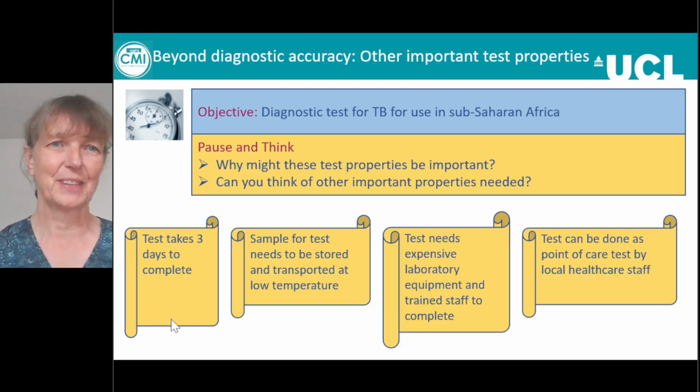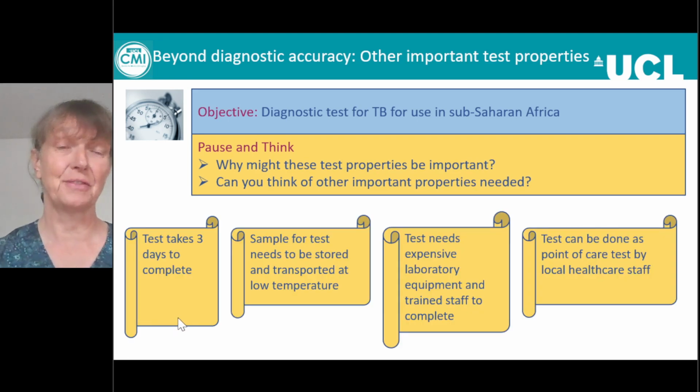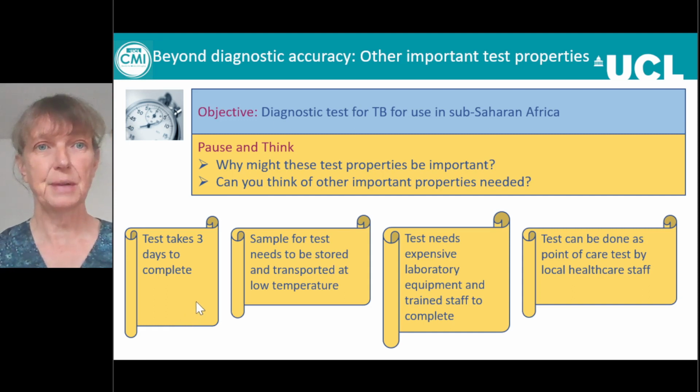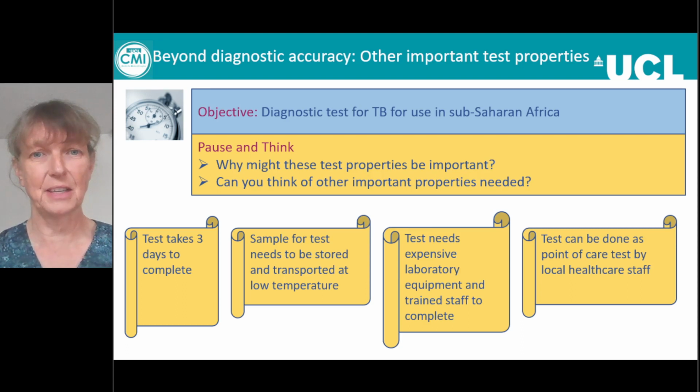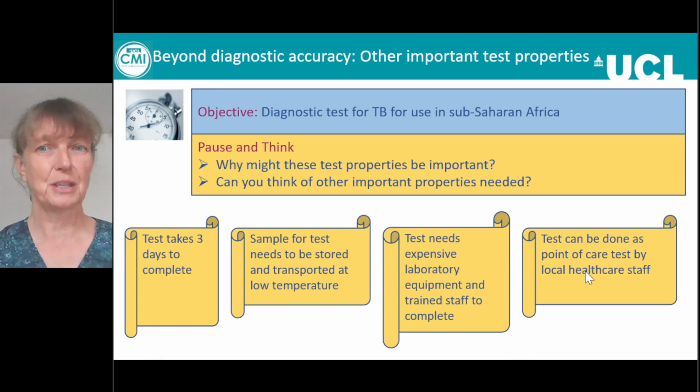Hi, welcome back. I hope you enjoyed thinking about those different properties of the test. Well, the test takes 3 days to complete. That can be really problematic for TB, because often people in more rural areas can't afford to get the bus and the transport to where they would get the test, and they maybe can't afford to take 2 days off work, so they don't want to have the test one day and then have to come back again another day to get the result. So tests that can be done as point of care by local healthcare staff are always going to be better than something that takes days to complete.